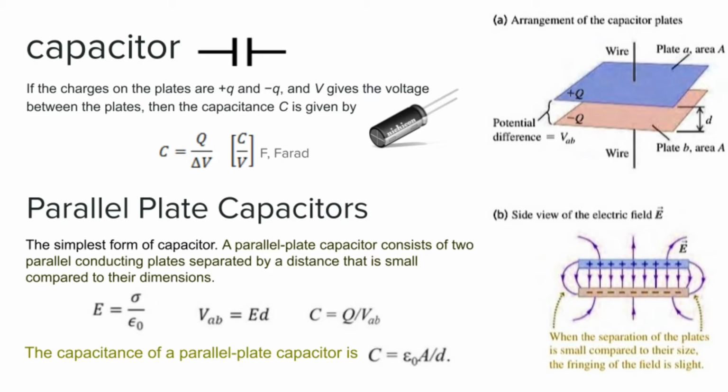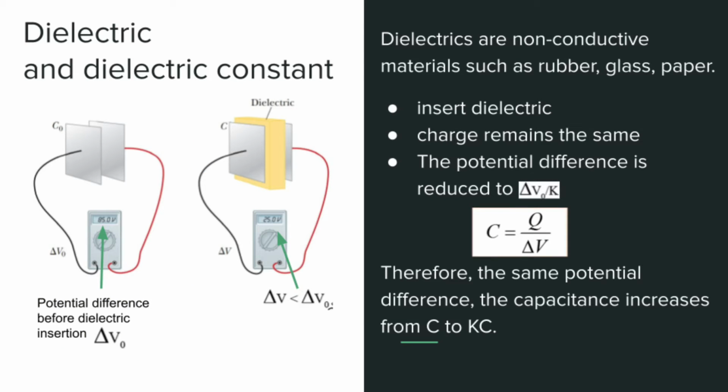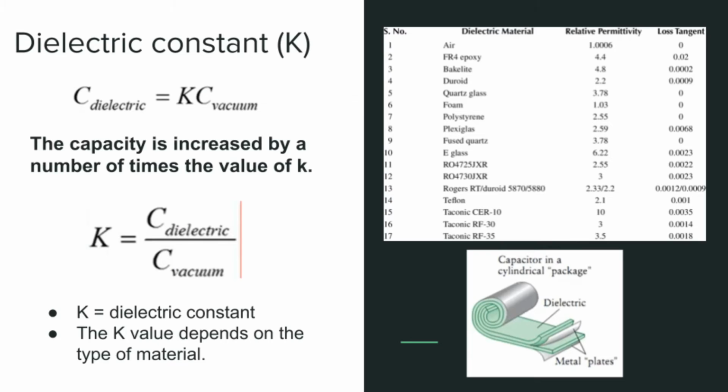Dielectric. Dielectrics are non-conductive materials such as rubber, glass, or paper. When inserting a dielectric, the charge remains the same, but the potential difference decreases. The electric capacity increases from C to KC. And this is the formula for the dielectric constant. The capacity increases by the number of times the value of K. K equals the dielectric constant. The K value depends on the type of material.